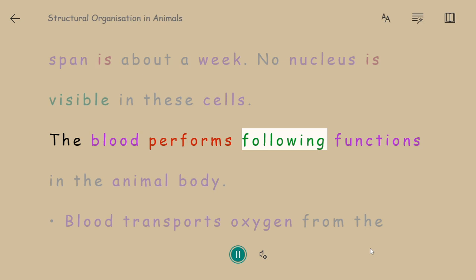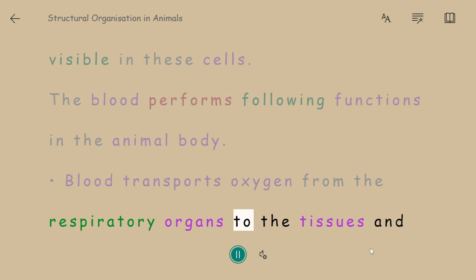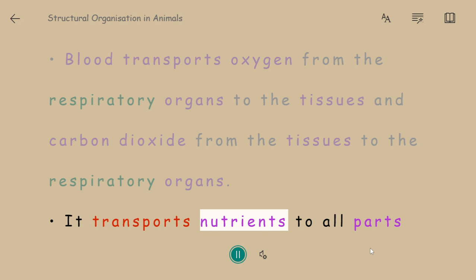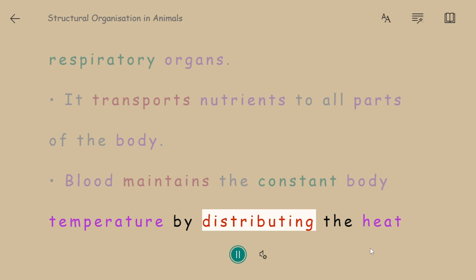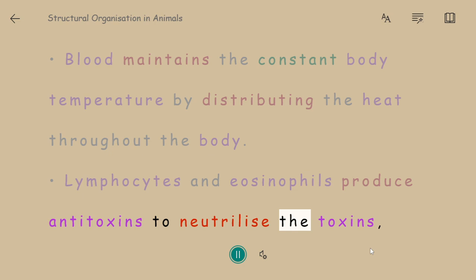The blood performs the following functions in the animal body. Blood transports oxygen from the respiratory organs to the tissues and carbon dioxide from the tissues to the respiratory organs. It transports nutrients to all parts of the body. Blood maintains the constant body temperature by distributing the heat throughout the body. Lymphocytes and eosinophils produce antitoxins to neutralize the toxins released by the microbes.